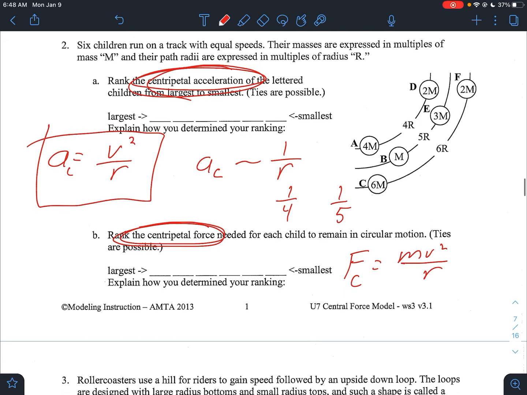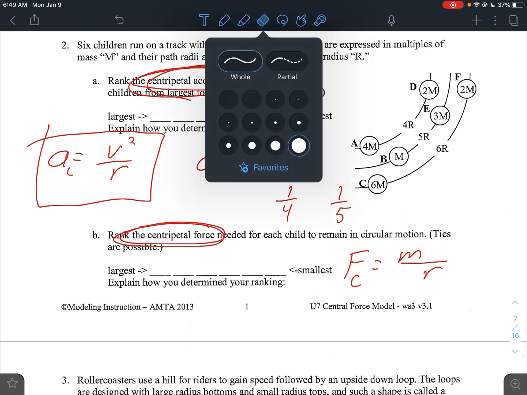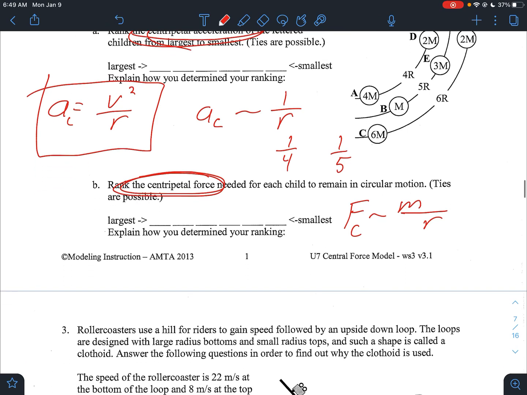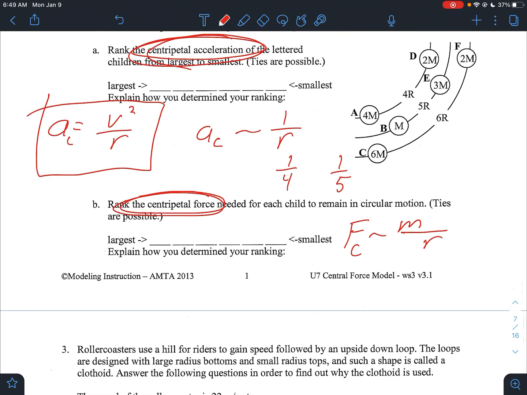For part B, again, we're still looking at velocity being the same. So that's not going to impact our rankings. So it's going to be the proportion of mass and radius. So what I would do for, say, athlete A, they have a radius of 4, so I'm going to say 4, because it's 4 times m, and a radius of 4. So mass of 4, radius of 4, an overall value of 1.